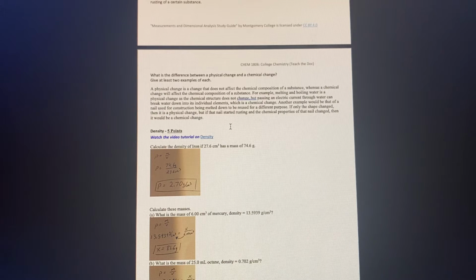Now, my first example I used in this answer is that of water. Now, if you freeze or you melt water or you boil water and it evaporates, then that water won't change its chemical properties, it just changes its physical form. Whereas if you were to say have an electric current pass through it and then the molecules would change from H2O to H2 and O2 separately, then that would be a chemical change.